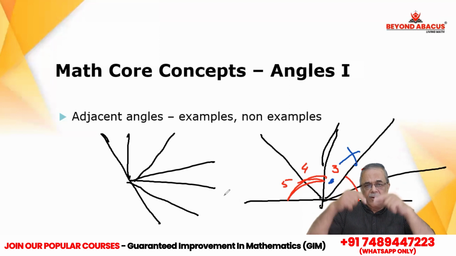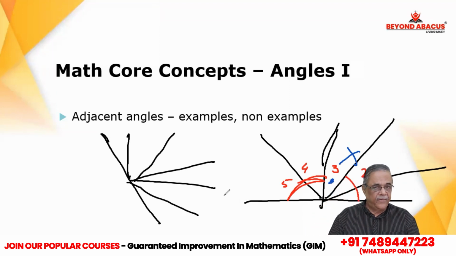That vertex should be common. First of all, vertex should be common. We are talking of complementary angle only when vertex is common. Then they are called complementary angles.